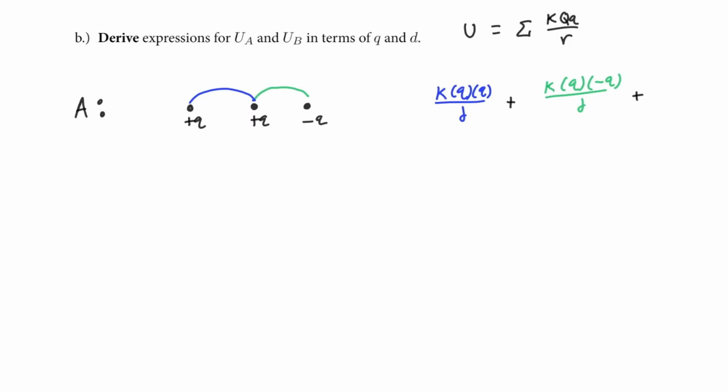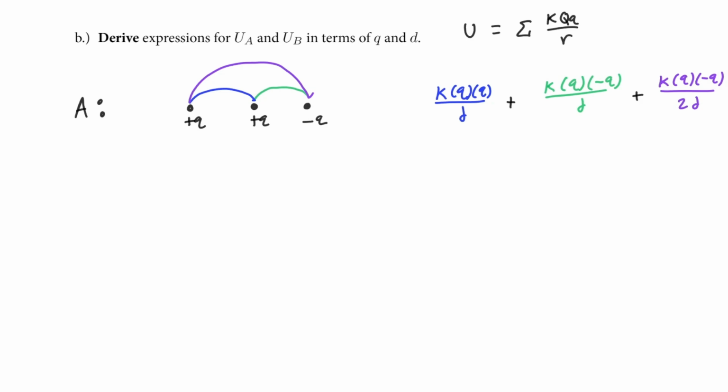And then for my final pairing, because again, I can't forget to pair every charge, we get this pairing, which would be a K times a plus Q and a minus Q, except this time the separation is D plus D, which is 2D. Do not square. This is not Coulomb's law.